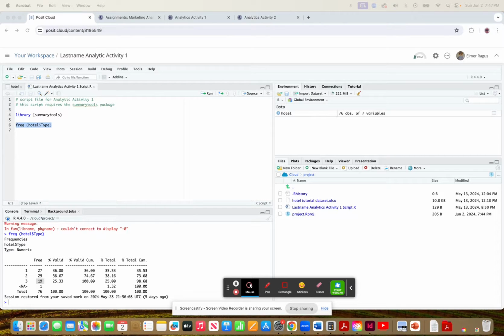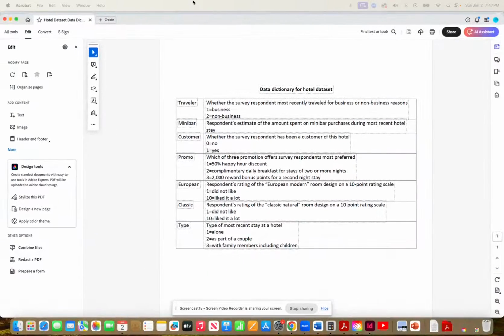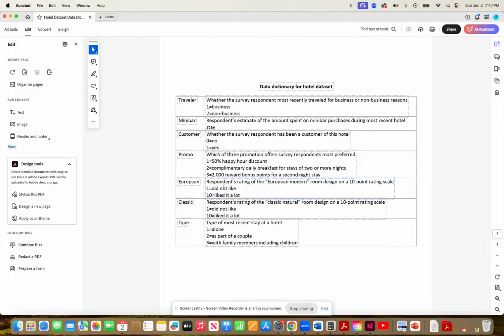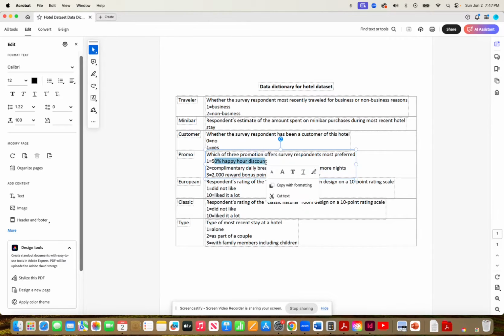And this time around, I took this away too quickly. This time around, I want to look at, let's see, the promo. So there were three options, three different types of promotions. One was for 50% happy hour discount, two, complimentary daily breakfast for stays of two or more nights, and then three was 2,000 reward bonus points for a second night stay.